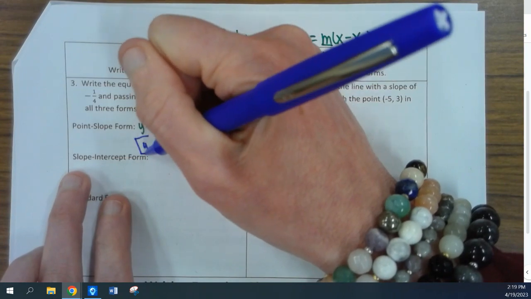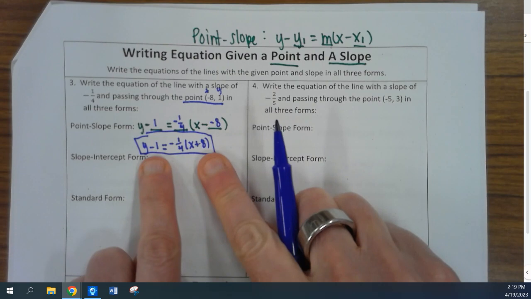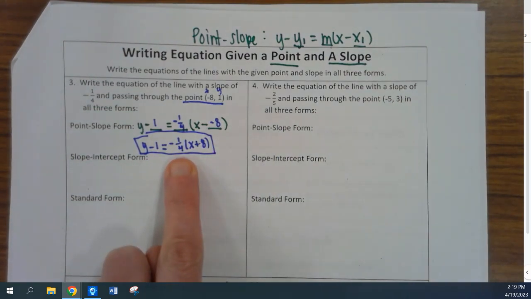And this is called the point slope form because the values with the x and y represent the coordinates of my point, and the number in front represents my slope.